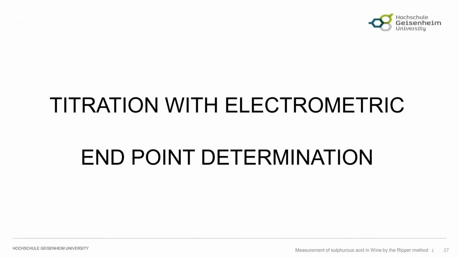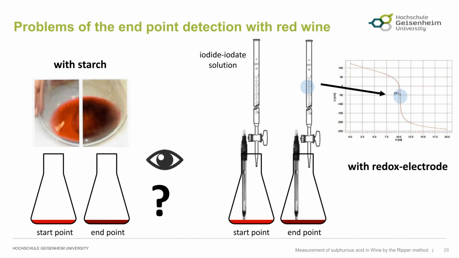Let us now consider the measurement of a red wine. A red wine usually contains more radiotones than a white wine. These can be tannins or anthocyanins, for example. This also depends on the grape variety. In principle, the measurement is carried out in the same way as for white wine.